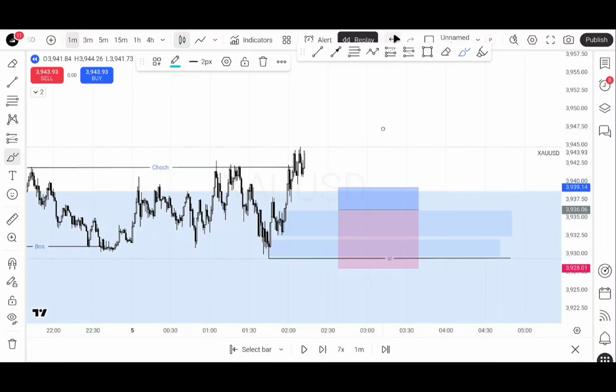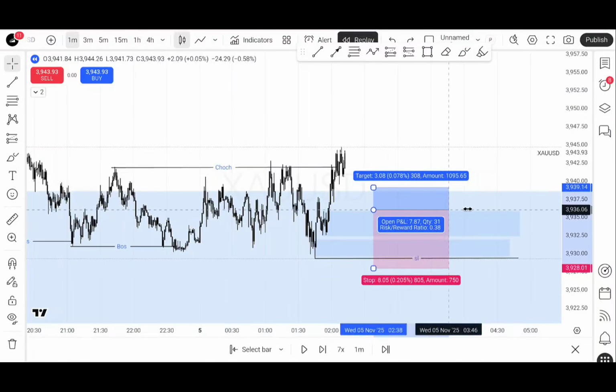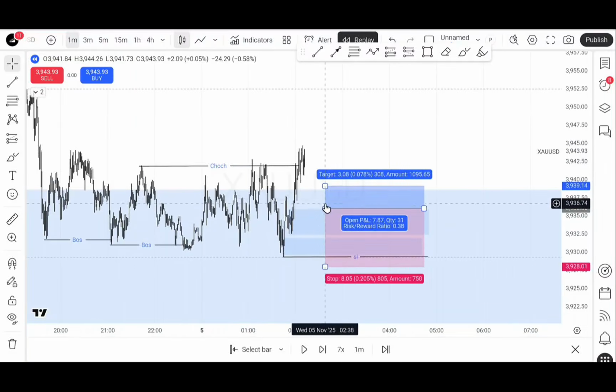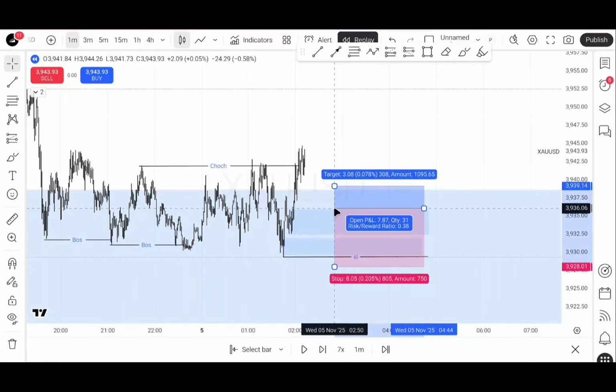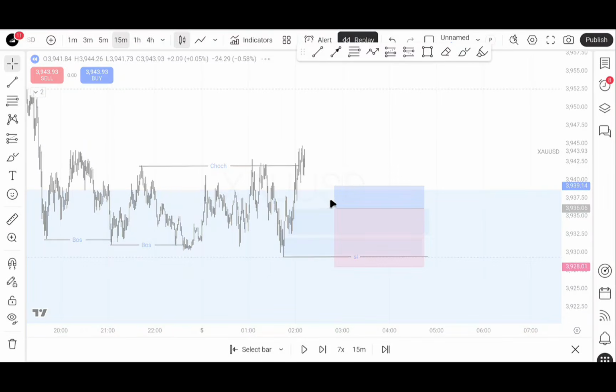So I'm going to go back to the 15-minute time frame and check the point at which we want to take profit from. It's a very, very important aspect. You need to check where you are looking forward to take profit from. So let me go to the 15-minute time frame.